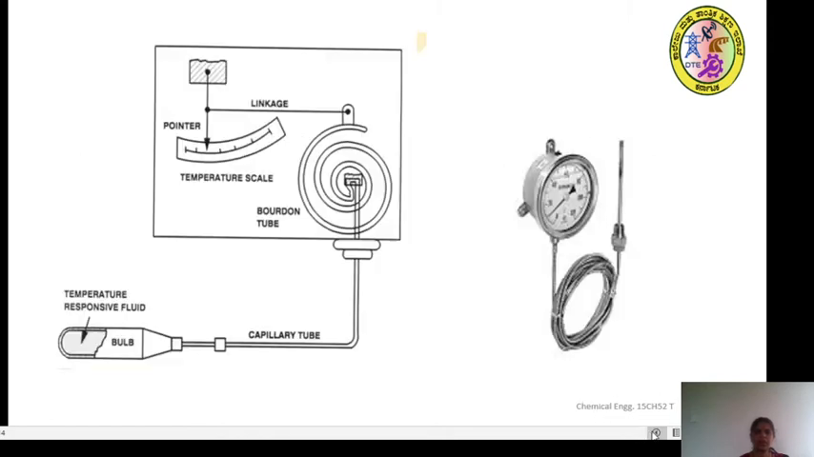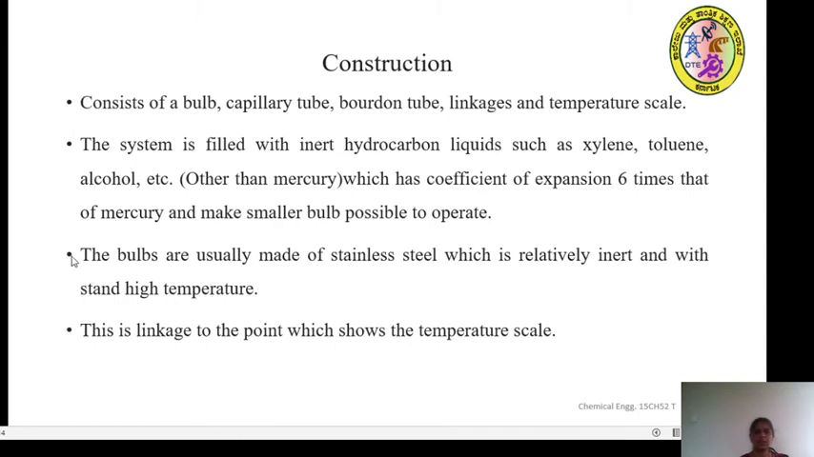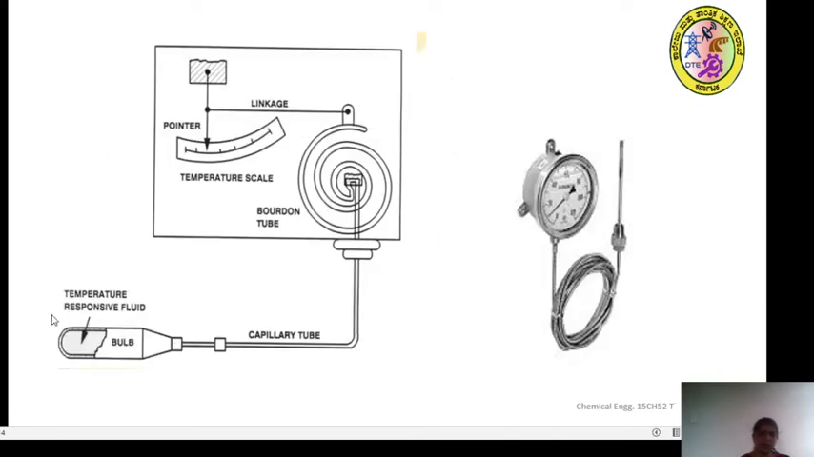We will learn the construction in detail. It consists of a bulb, capillary tube, Bourdon tube, the linkages and the temperature scale. The system is filled with an inert hydrocarbon liquid such as xylene, toluene, alcohol, etc., whose coefficient of expansion is 6 times that of mercury, which makes a smaller bulb possible to operate. The expansion coefficient of these liquids is more than 6 times that of mercury.